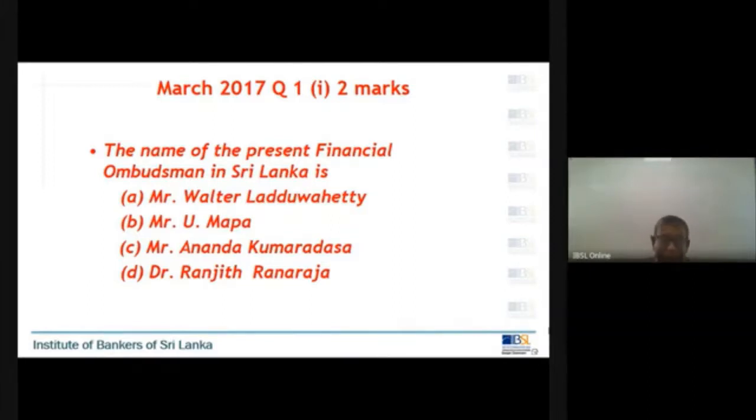So now who is the present one? We have a fourth person now. The fourth person is not Dr. Ranjit Ranaraja. He is Mr. Anand Kumaradasa, right? He is our present financial ombudsman. Where is this financial ombudsman office located? Can anybody tell me? Is it in the central bank? No, not the central bank. It is situated on Vajira Road, just on the way to Visakha College, in Bambalapitiya. Okay, just to know all these things. Some more things we need to learn. Who is the present financial ombudsman in Sri Lanka? Mr. Ananda Kumar. Okay, clear.